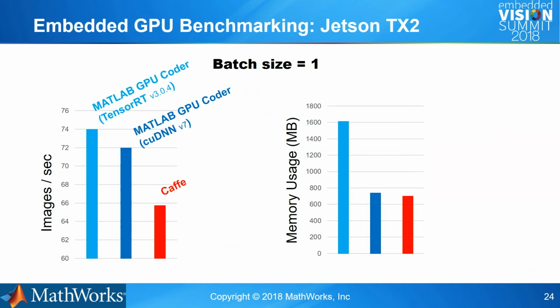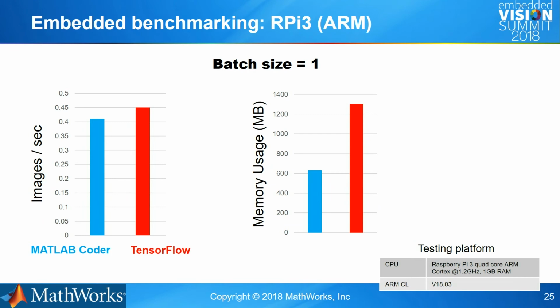And finally, on embedded benchmarks, this is a Jetson embedded GPU. Once again, we compared with Caffe here. Our generated code is faster. And if you use TensorRT, it uses up more memory. But if you choose cuDNN, we actually optimize for memory as well. So you get low memory footprint. That's what we see also on an ARM. This is on a Raspberry Pi platform. Again, very good performance and low memory footprint.